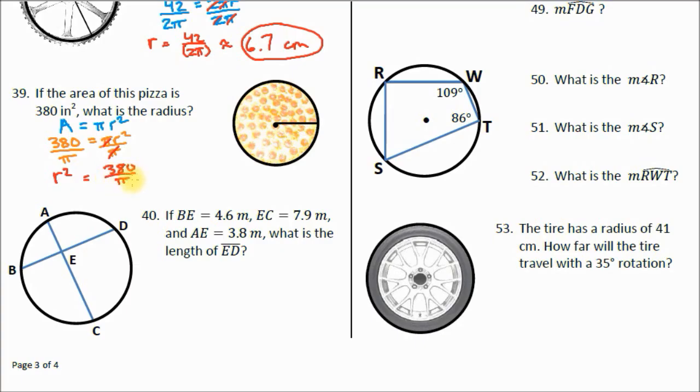380 over pi. Well, we know, class, that to get rid of a square, we square root, and that means r is equal to the square root of 380 divided by pi. And we can put that in our calculator. I'll put it approximately. Sorry that I drew that right here. I can fix that. Let's put that down right there. All right. Let's put that in our calculator.